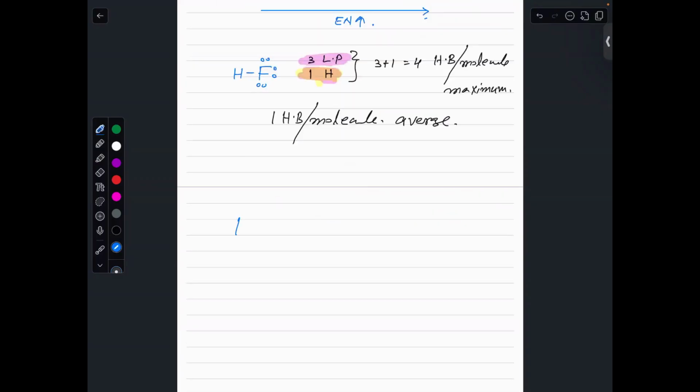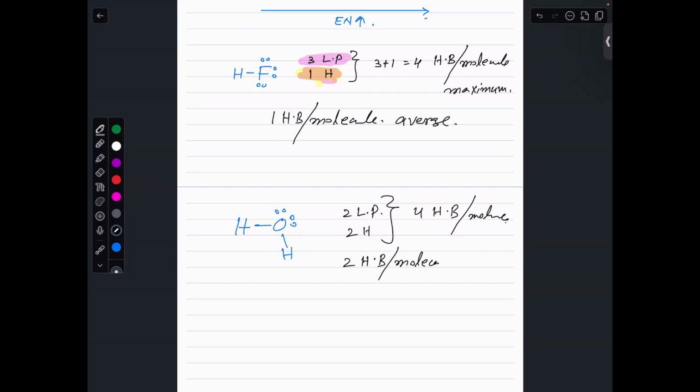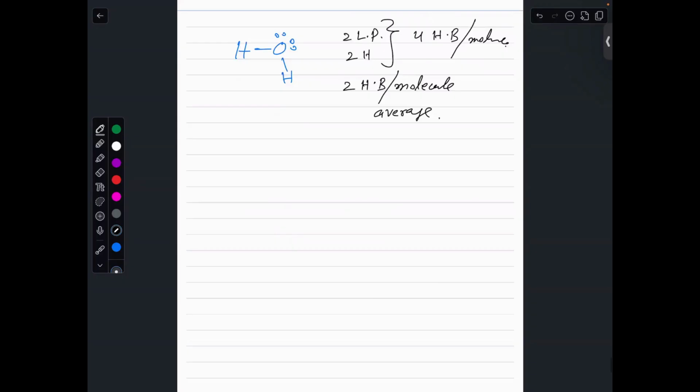Now another example. Suppose this is H2O. How many lone pairs? Two are lone pairs and two are hydrogens. So four is the maximum: four hydrogen bonds per molecule. And two and two are equal. So what can we say? Two hydrogen bonds per molecule is the average.